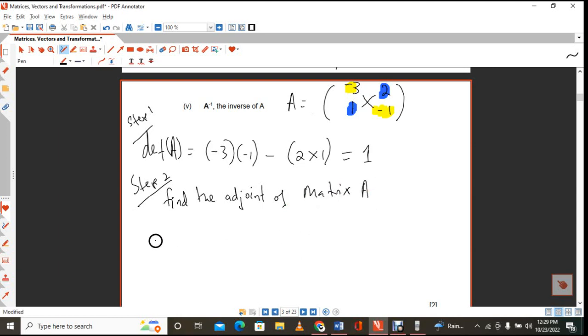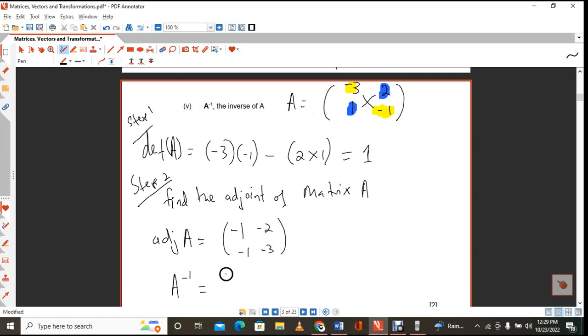That simply means you are going to take these two and swap them around. So it's going to be -1 here and -3 here, and these two you change the sign. So this is going to be -2 here, and this one will be -1. All right, so how do you then find the inverse of a matrix?